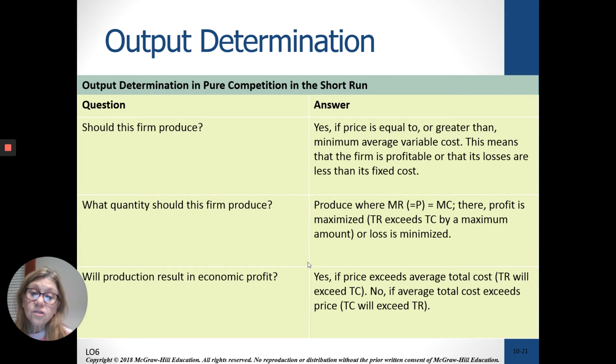So what quantity should this firm produce? Produce where marginal revenue, which is price, is greater than or equal to marginal cost. Profit is maximized, so total revenue would exceed total cost by the maximum amount, or the loss is minimized. Will production end in an economic profit? Yes, if price is greater than average total cost. No, if average total cost exceeds the price.